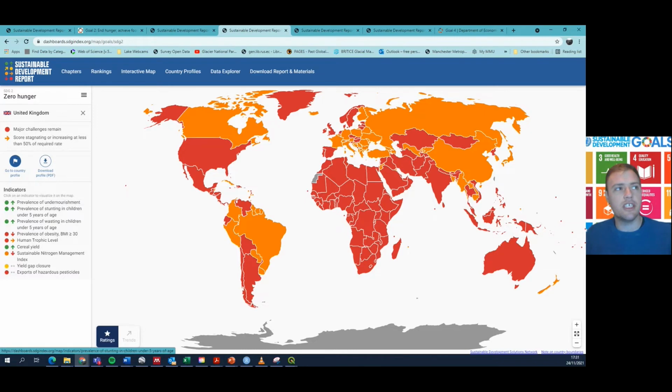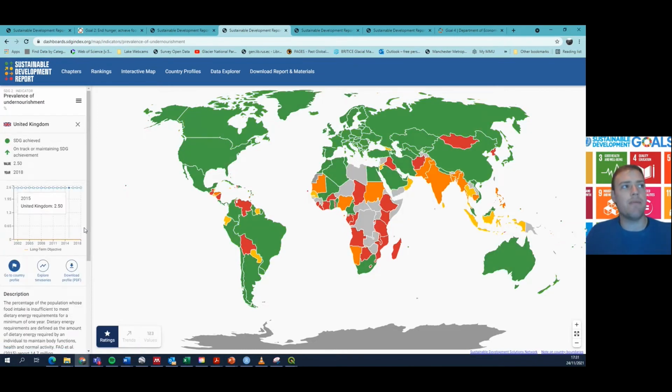So if we're interested in each of these goals, we can click on the indicators, and they'll take us to a map of those different SDGs on the global scale. So if we clicked on the prevalence of undernourishment, we can see in green that is a bit more positive. We've achieved that goal in quite a few countries, but we still have some countries where significant challenges remain.